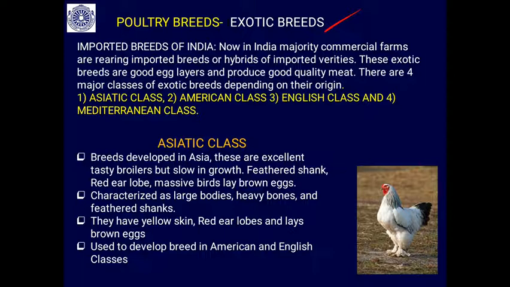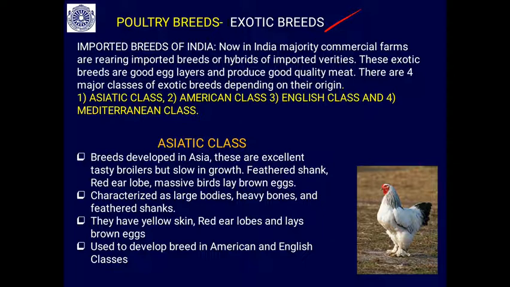Now the poultry breeds, the exotic breeds. All commercial farms are rearing exotic breeds or hybrids of these exotic breeds. These are imported breeds, developed outside India. In India, the majority of commercial farms are rearing imported breeds or hybrids of imported varieties. These exotic breeds are good egg layers and produce good quality meat.